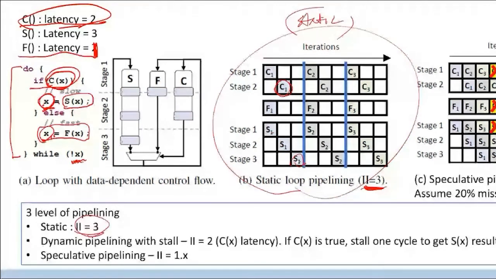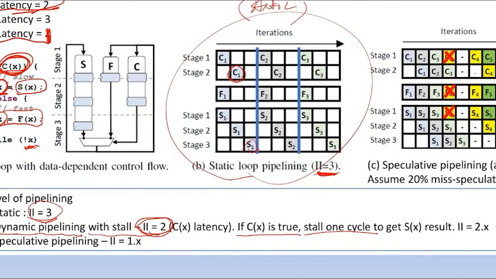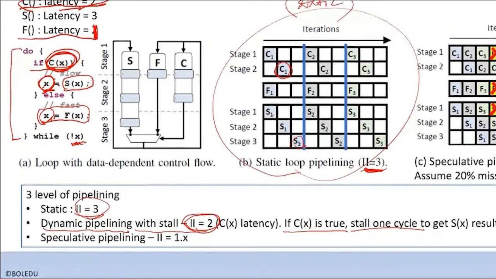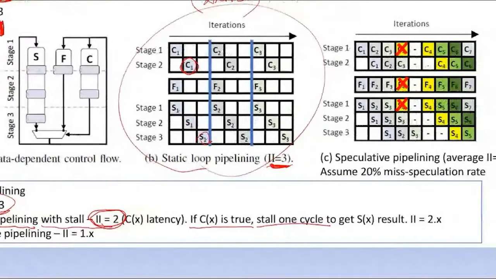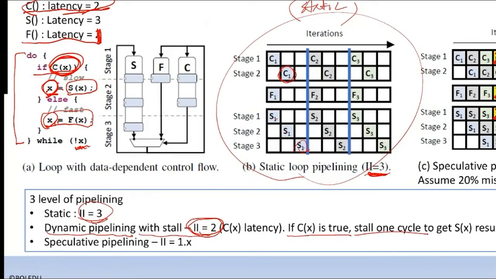Now let's apply the dynamic pipelining, like the RISC-V example. You will have an II of 2 because once you know the control function, if the control function is true, then you stall 1 cycle. Otherwise, if it's false, then you can immediately proceed. So the average II you get is like 2 point something, which is better than 3. That's when you apply the dynamic pipelining.